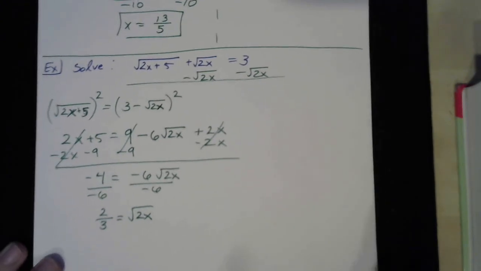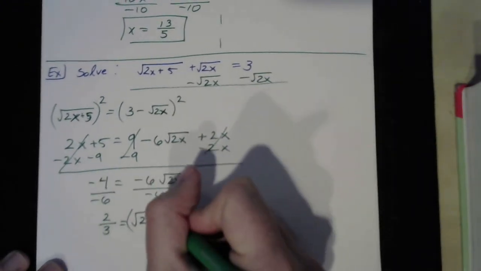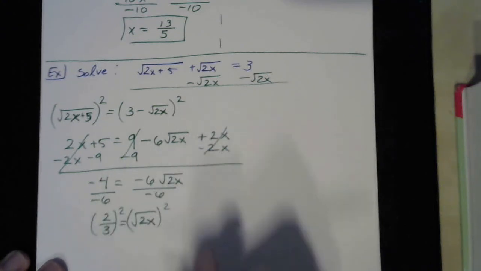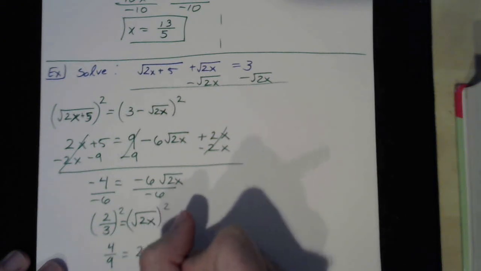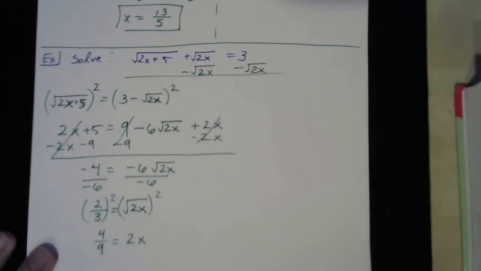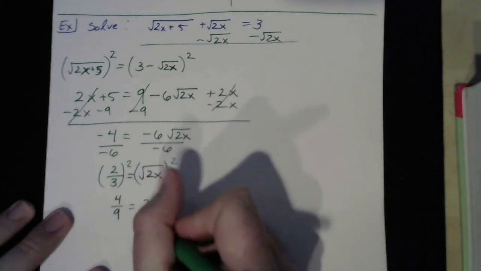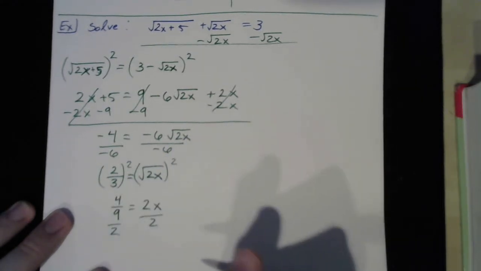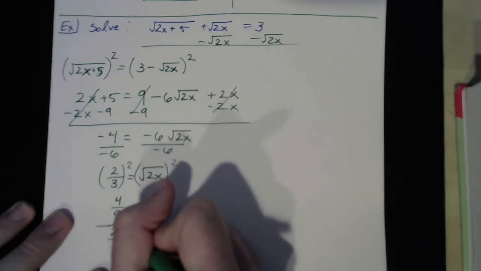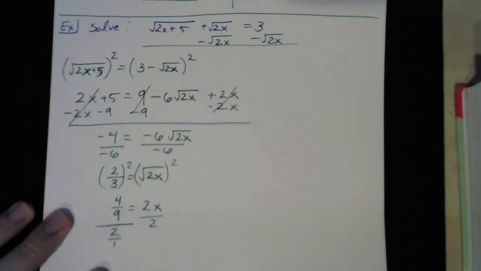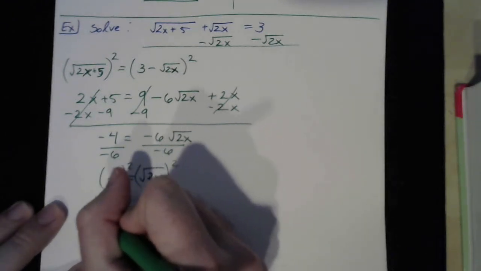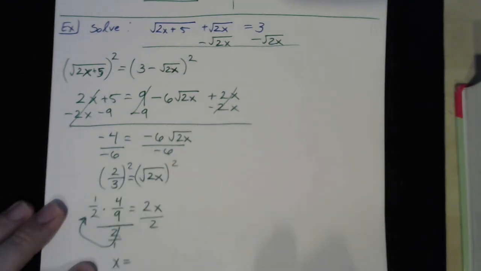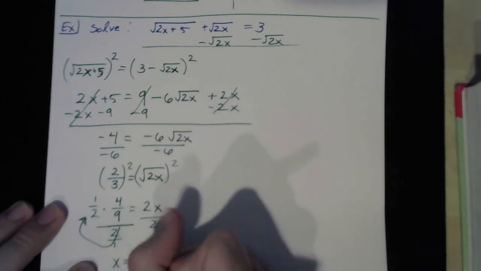And now we're just repeating the same process we started with. We're going to square both sides to undo that square root. And we're going to get 4 over 9 equals 2x. Divide by 2, divide by 2. And you can think of this as 4/9 divided by 2 over 1. So we end up with x equals, so flipping and multiplying, 1/2 times 4/9 is 2/9.